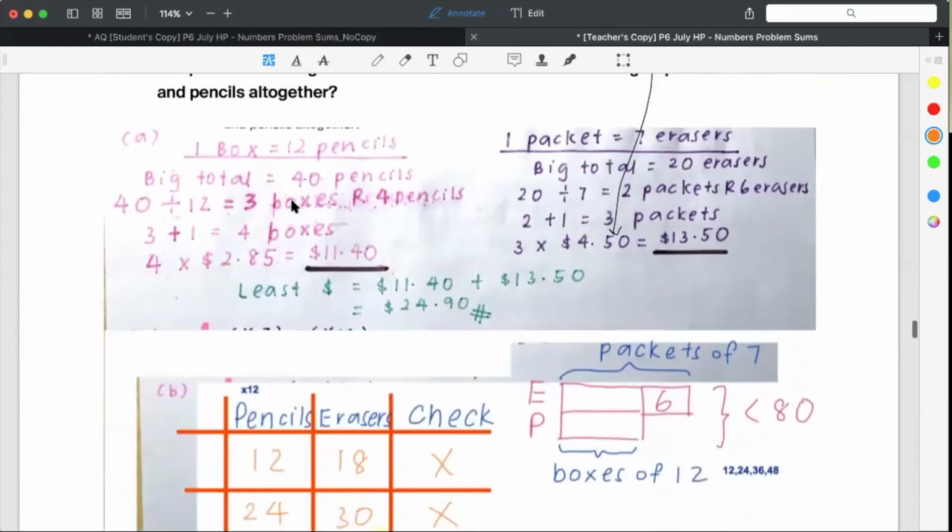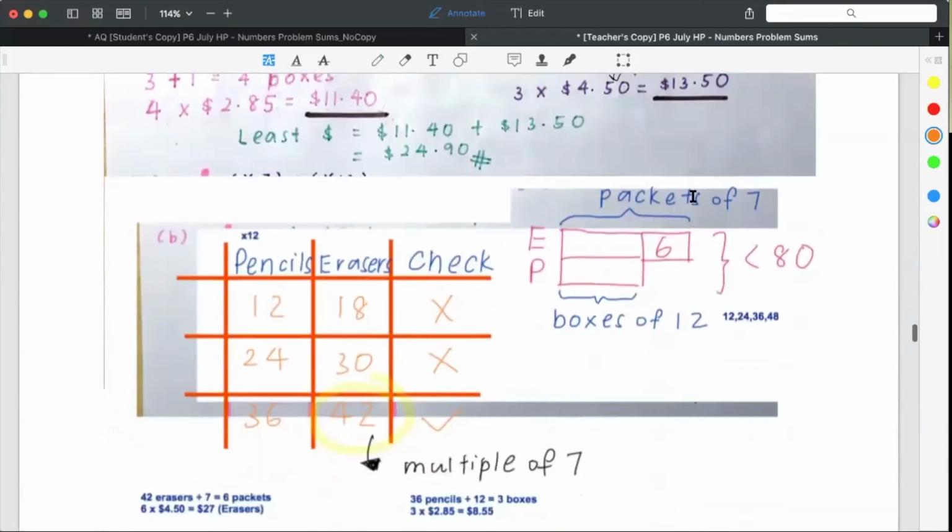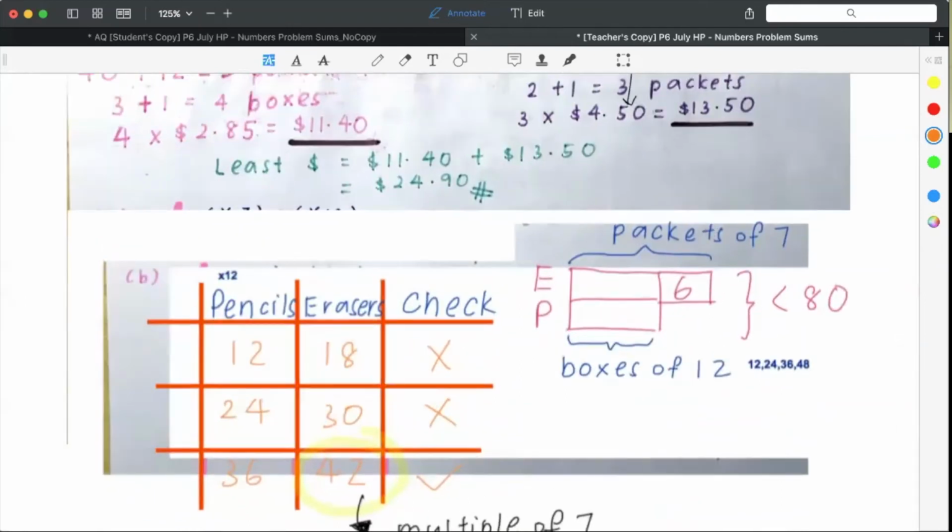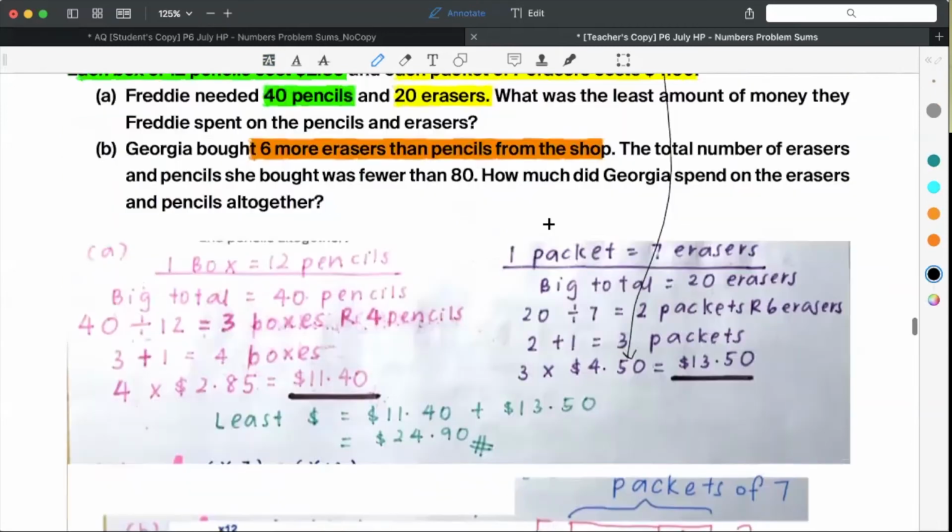So let me draw out this model here. Look at this. There are 6 more erasers than pencils, right? Now, for the total erasers and pencils, you look at your question paper, it stated fewer than 80. Now, can you think about it logically? What are the possible values of the pencils here?